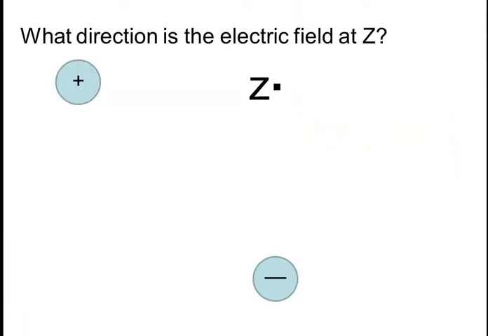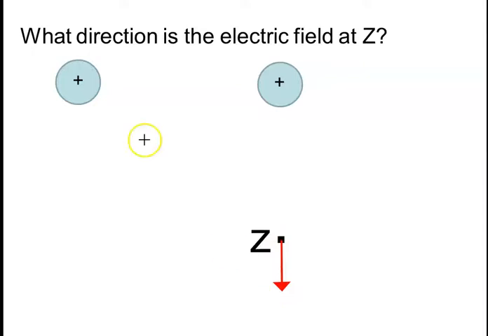Okay? What about something like this? Get my arrows back here. So now at Z, if we call this 1 and this 2, let's do 2 first, the electric field from 2 at point Z. You pretend to put a little positive charge here. Which way would a positive charge get pushed if it were right here from this guy? It would get repelled by the other guy and get pushed straight down. So the electric field from this one is straight down. The electric field from this one, though, is not straight down. It's kind of this way.